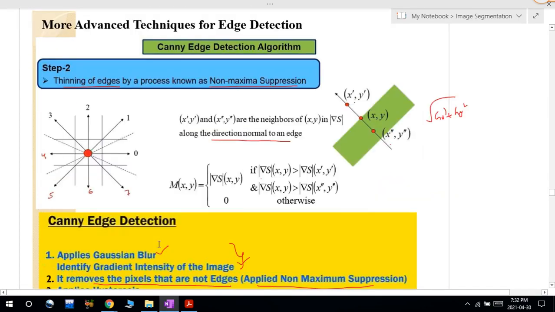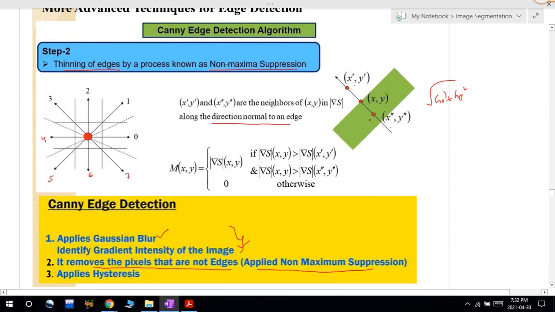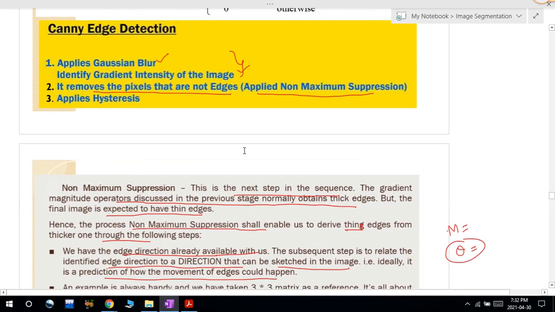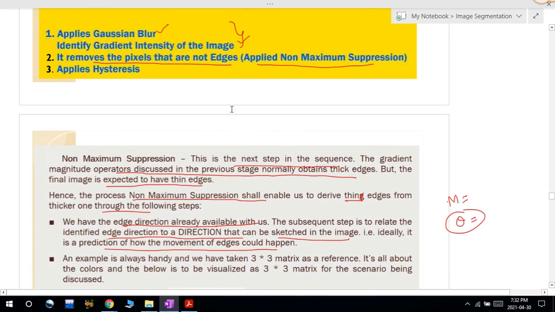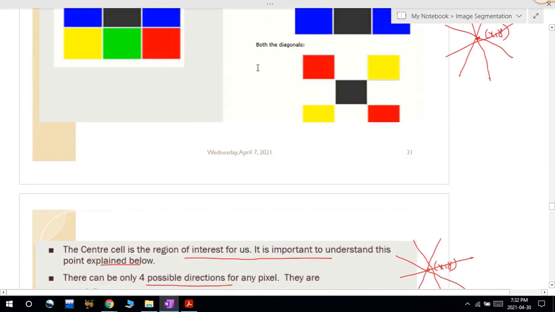After finding out that this is your 135 degrees, I will try to find out the neighboring pixels. For these neighboring pixels also, I will find the magnitude. If this magnitude value is greater than this one and greater than this one both, then I will consider it as the edge point, otherwise I will discard that particular edge point, so that I will get only thin edges. That is called removing the pixels that are not edges.